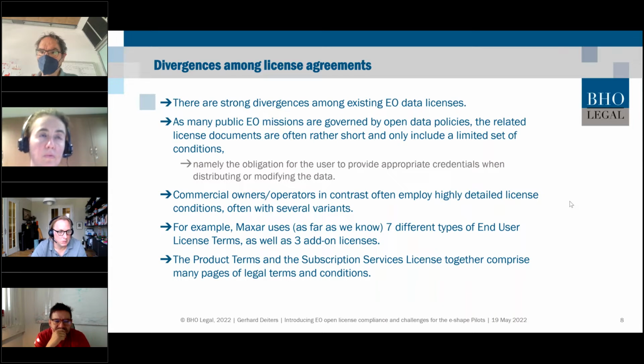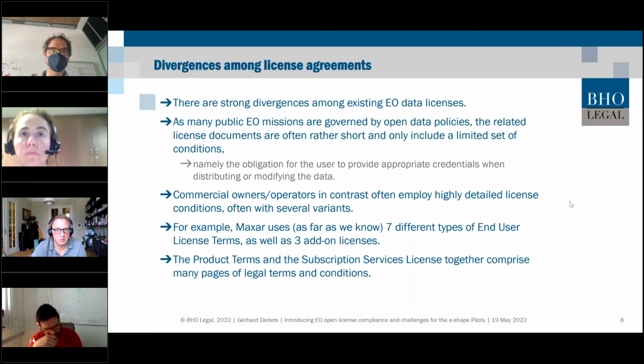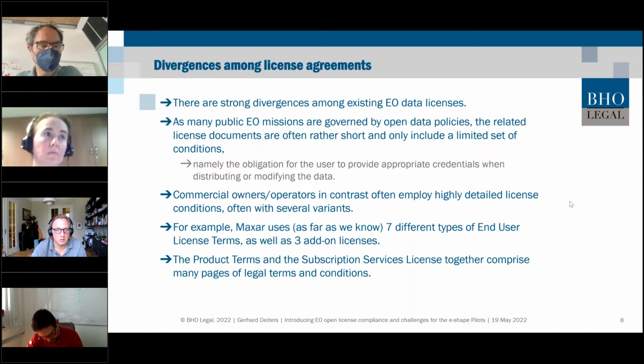So if we have data sets from one provider under license A, and data set B from service provider B under license B, and they use different terms and different descriptions for different use cases, then we have a problem when we merge this data together with our data and provide an added value product. It would be very good if there was a harmonization of Earth observation data licenses.